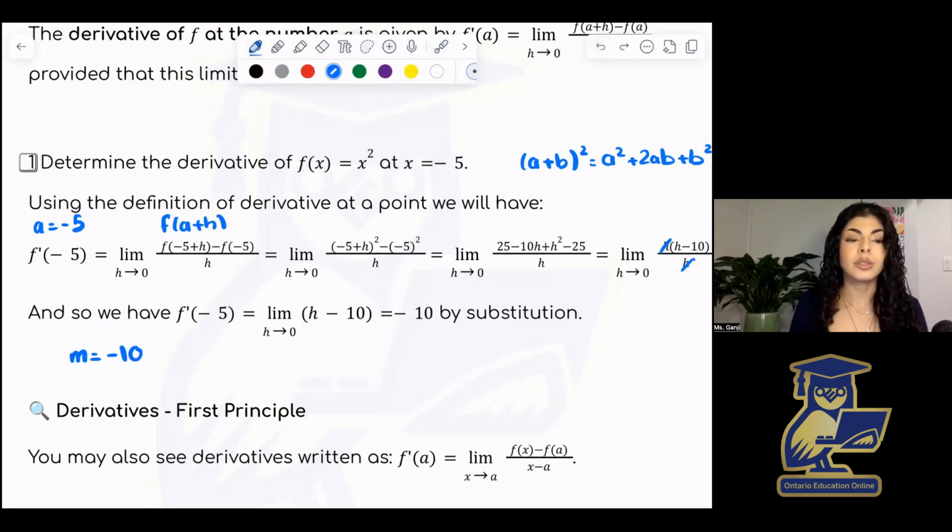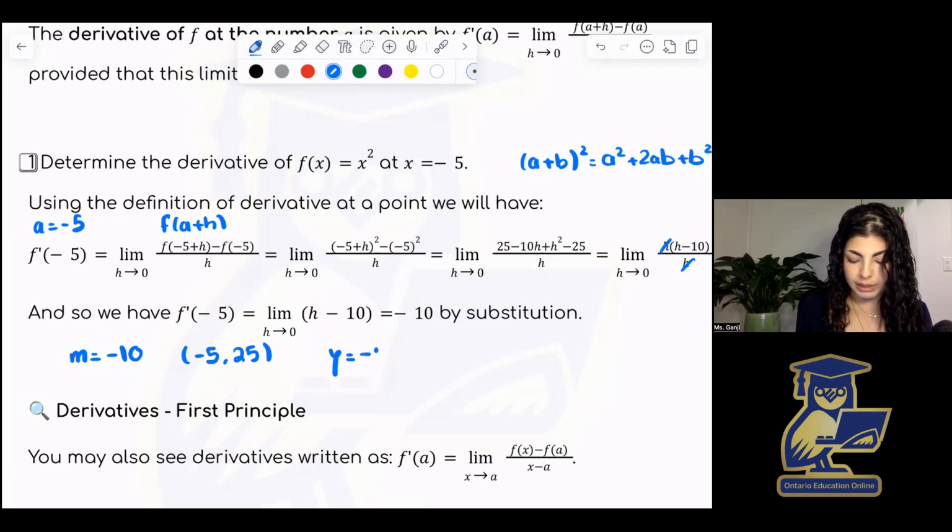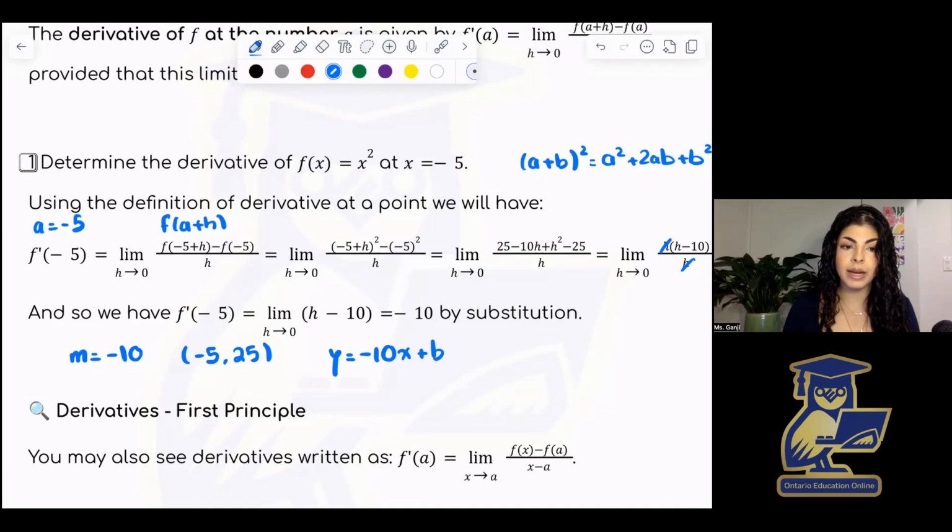And again, if I asked you to find the equation of the tangent at this point, you would be able to use the point -5, 25. You have the slope, you have the point, so you'll be able to give me an equation of the form y equals -10x plus b. So you would just have to solve for b here, given that y and x.